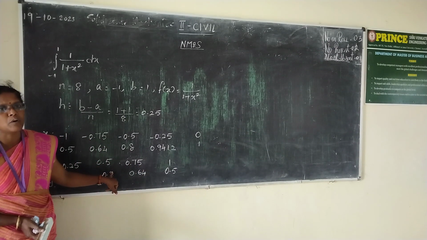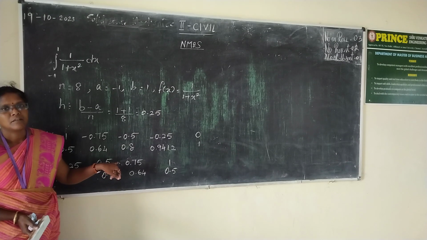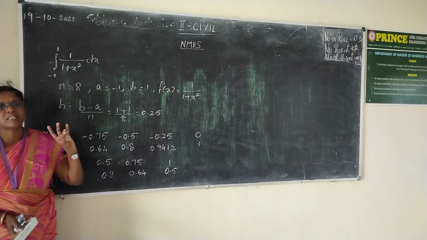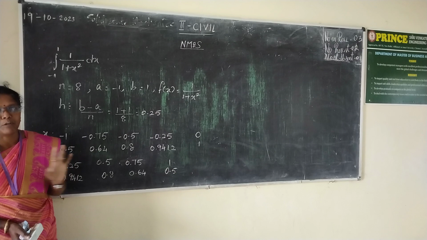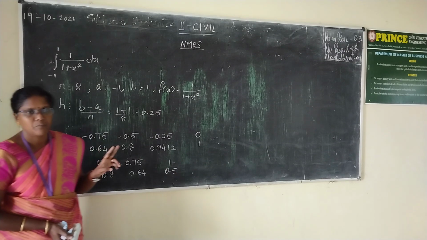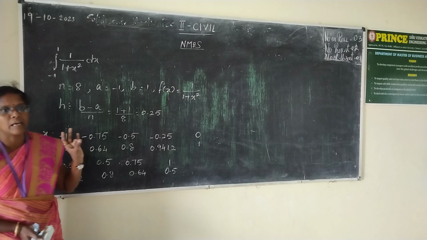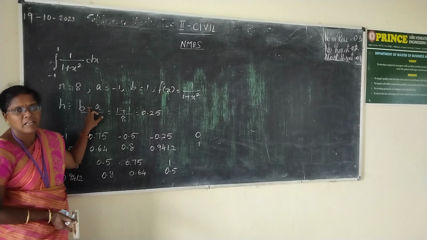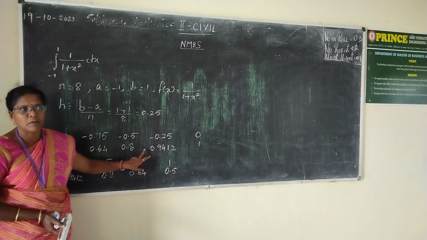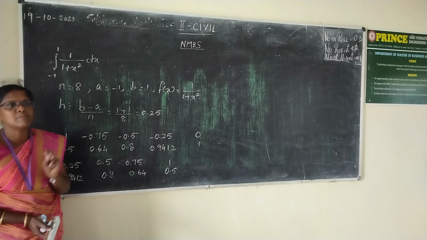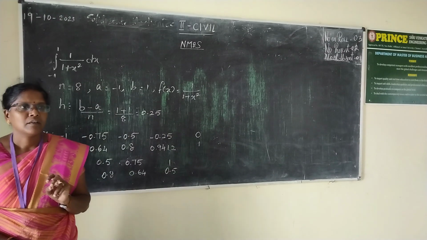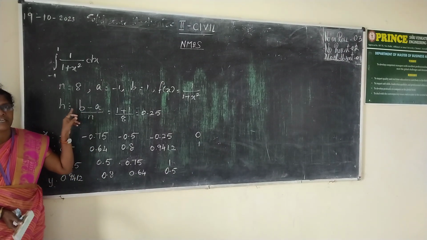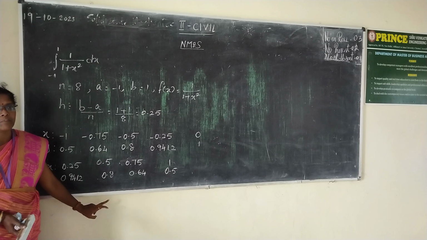For Simpson's 1/3, what is the condition? For Simpson's 1/3 rule, the number of subintervals should be an even number. What is the number here? 8. It is an even number or not? So we can apply Simpson's 1/3 rule. For Simpson's 3/8, what is the condition? It should be a multiple of 3. Whether 8 is a multiple of 3? No. So we can't solve this one by 3/8.